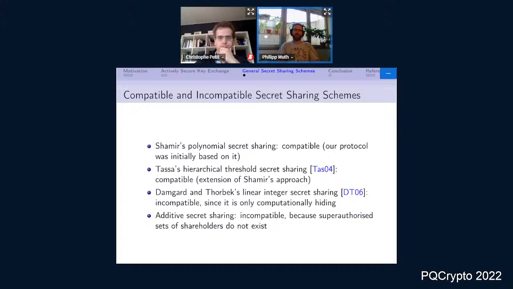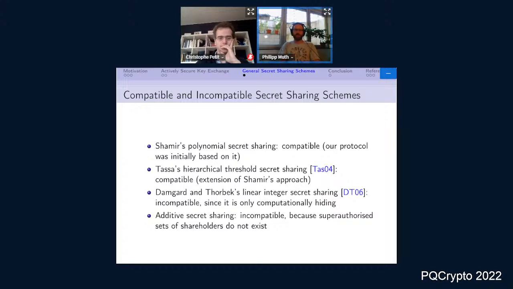Now, Shamir's secret sharing scheme is obviously compatible, since we gave our protocols in the context of it, and the passively secure key exchange mechanism that we started out with was based on it. Tassa extended Shamir's approach in his hierarchical threshold secret sharing scheme. It is also based on polynomial interpolation, yet the lower in the hierarchy you go, the higher the degree of the derivation of the original polynomial becomes, of which a shareholder gets interpolation points. It is directly compatible with our protocols, be it with some tweaks to the PVP.